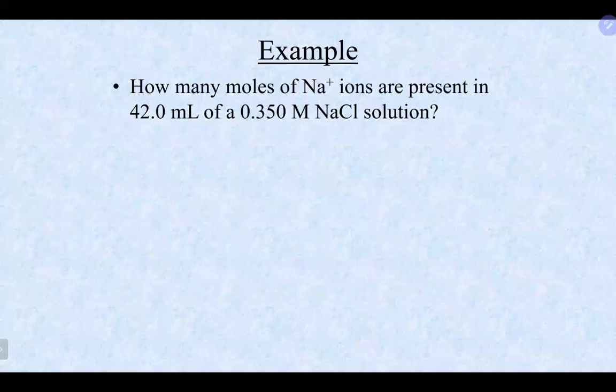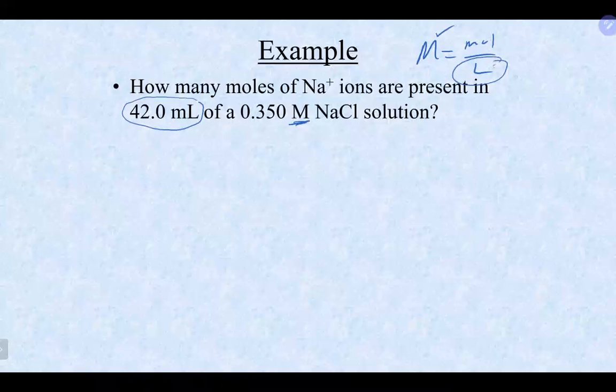So we want to know how many moles of the sodium ions are present in 42.0 milliliters of 0.35 molar sodium chloride. Okay, so again, if you're not sure where to start, clearly there's molarity involved. So you can think about the molarity formula, which is moles per liter. We are given a molarity and we have a volume, although it's not in liters, but we can easily get it to liters. So we're probably going to use this equation and solve for moles, which is ultimately what we're looking for here. And moles in this case would be liters times the molarity.